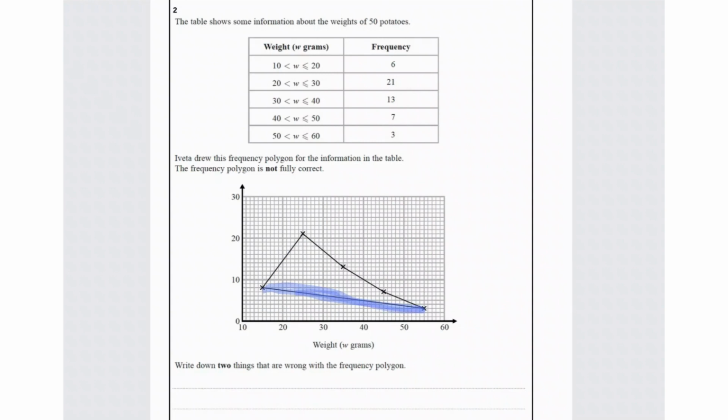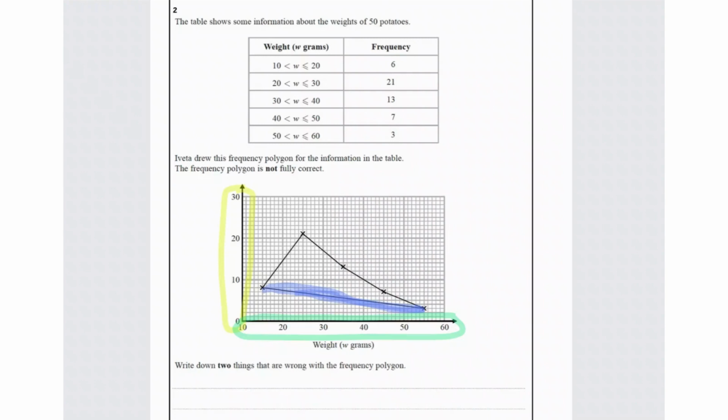When you get these questions where there's something wrong with a question, always check the scales, check these numbers, they're all fine. It goes 0, 10, 20, 30. Check the other scale, goes 10, 20, 30, 40, 50, 60. That's fine. It doesn't have to start at 0. So that wouldn't be an answer.